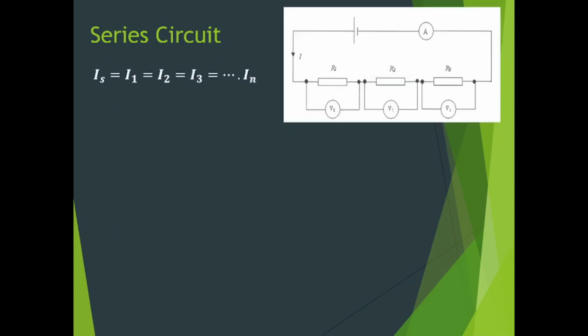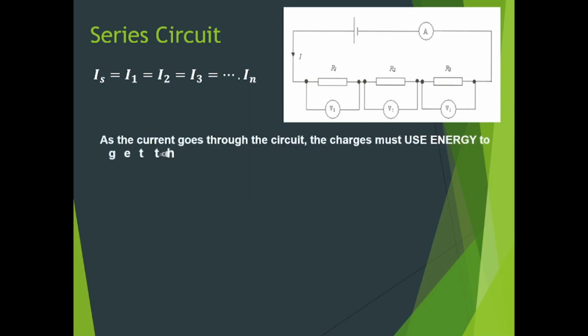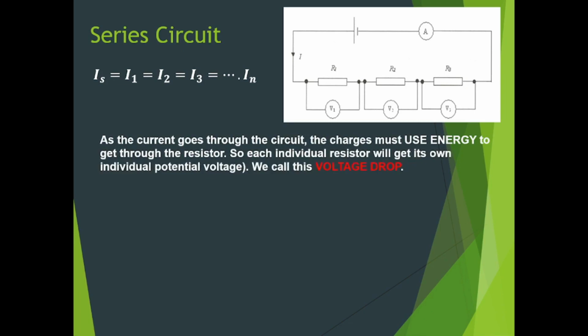We say that I sub t is equal to I sub 1, is also equal to I sub 2, and is also equal to I sub 3, and so on and so forth. As the current goes through the circuit, the charges must use energy to get through the resistor. So each individual resistor will get its own individual potential voltage. We call this voltage drop. Using Ohm's law, this voltage drop is equal to V equals I times R. We sum up all the individual voltage drops across each resistor to get the total voltage, V sub t. So we have V sub t equals V sub 1 plus V sub 2 plus V sub 3, and so on and so forth.